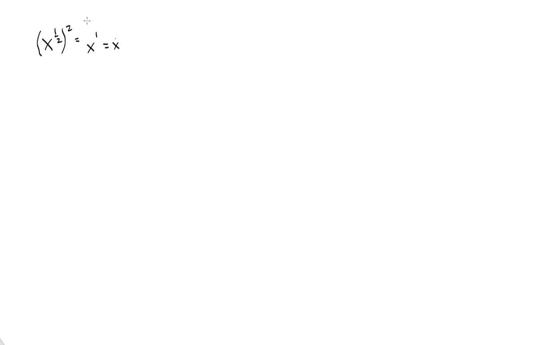So we can probably get a handle on what x to the 1/2 is if we can figure out what squared gives us x. So let's talk about that. What squared gives us, let's say, 9? Well, that would be 3, wouldn't it? What squared gives us 49? That would be 7, wouldn't it?